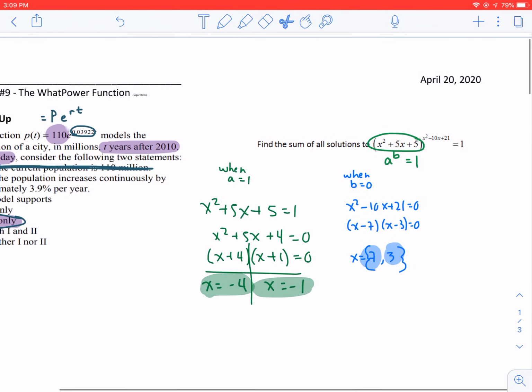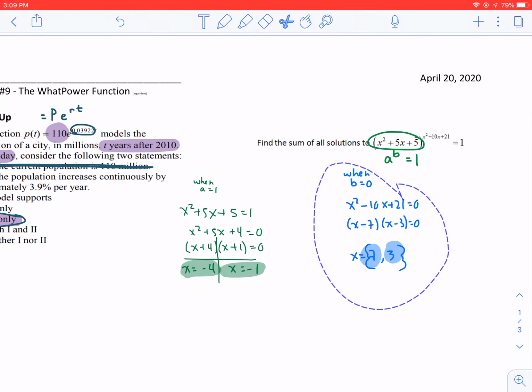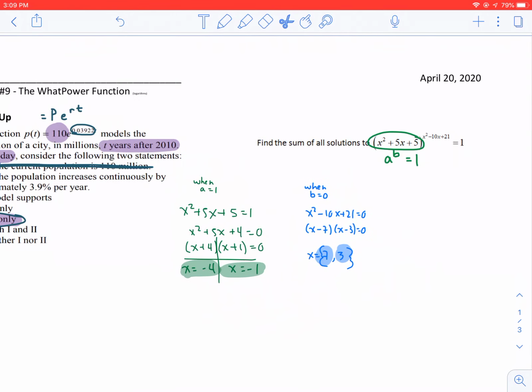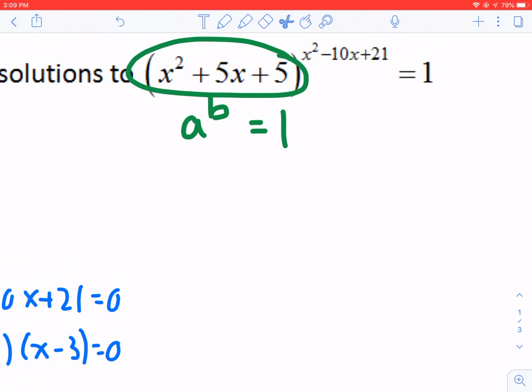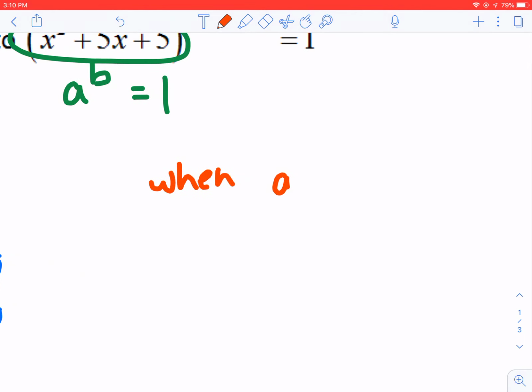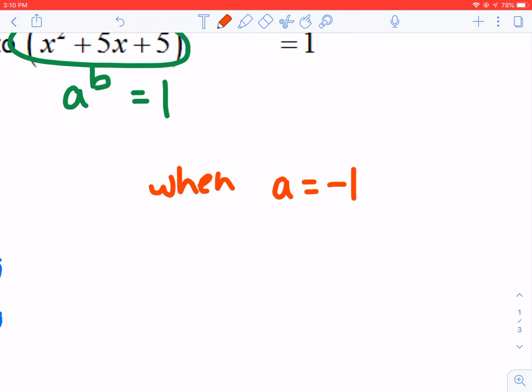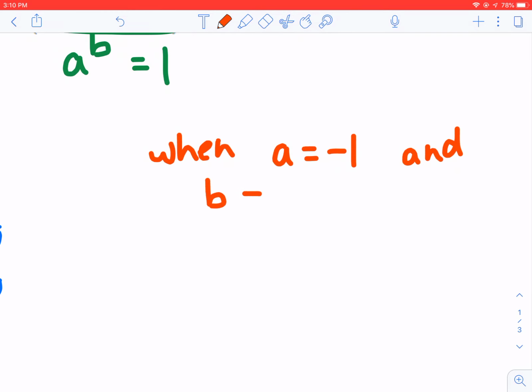I'm hoping most of you are able to think of these two scenarios and evaluate at least these 4 values of x. But there is another case when a number raised to another number is equal to 1. I'll give you the first part: when a is -1. If a is -1, what kind of value does b have to be? That is when a is -1 and b is an even number.